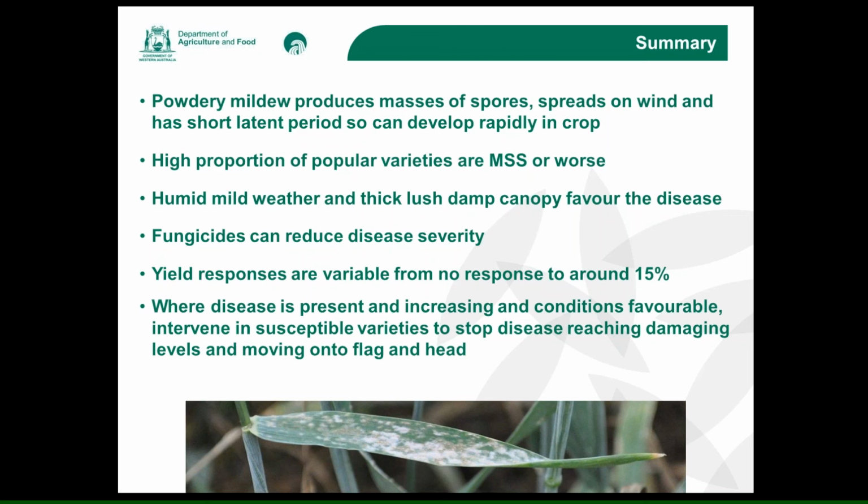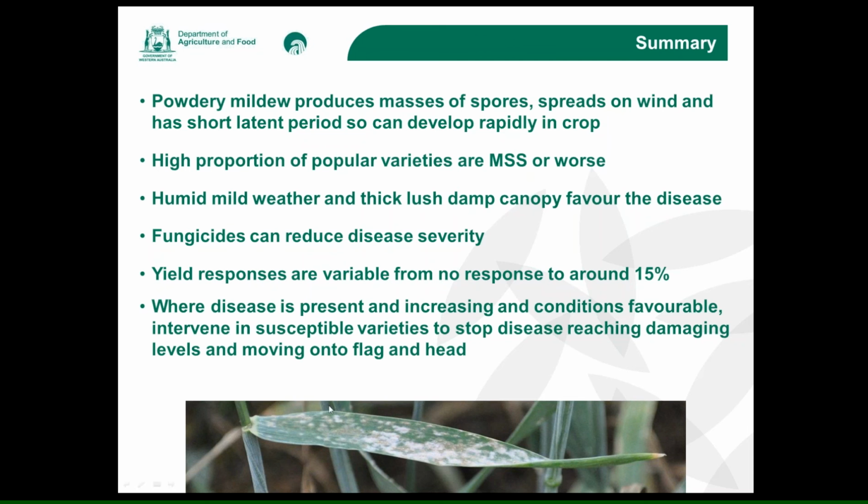Fungicides definitely can reduce disease severity, but what we've seen is that yield responses certainly occur, but they can be variable, from around no response to around a 15% response to a single spray. Where the disease is present and increasing in the crop canopy and weather conditions are favourable, we need to think about intervening in susceptible varieties to stop disease reaching damaging levels and moving up into the flag and up into the head.